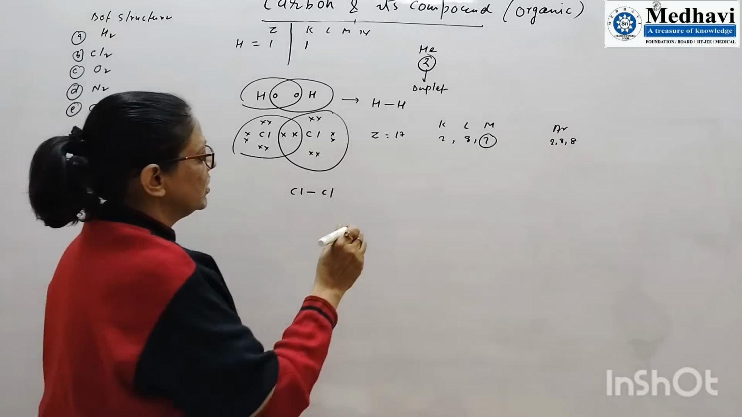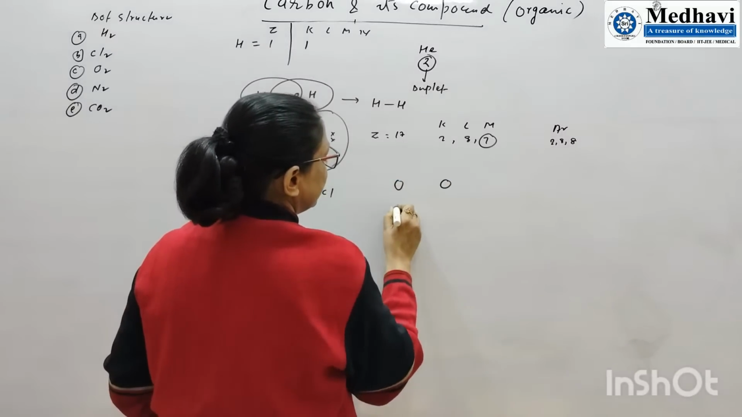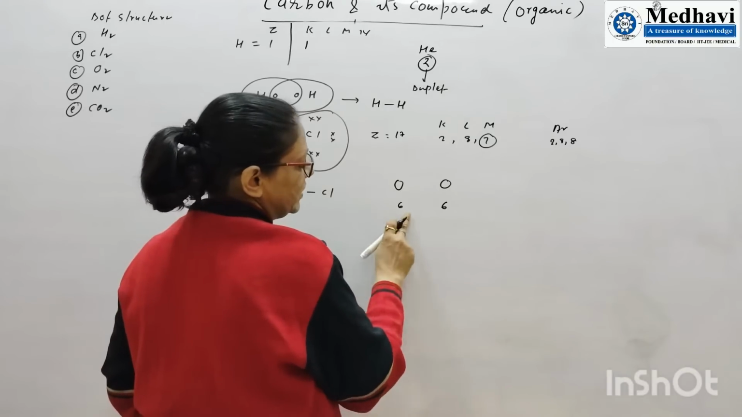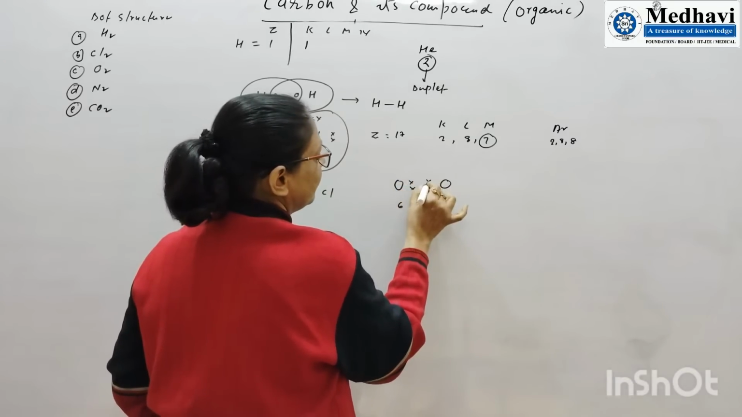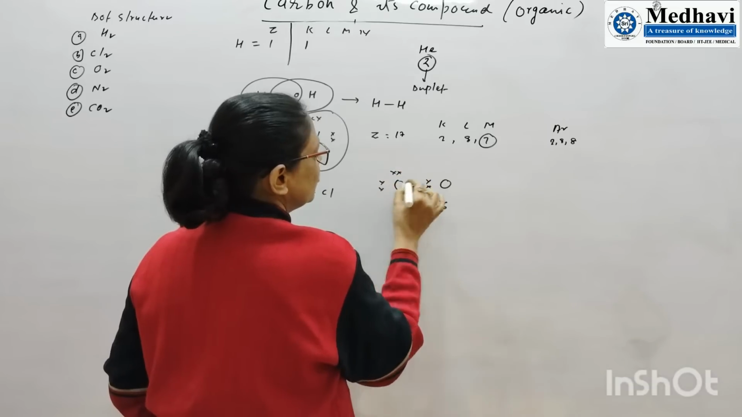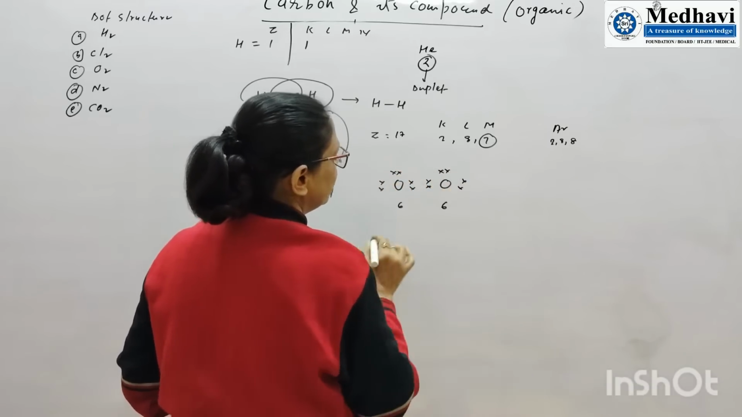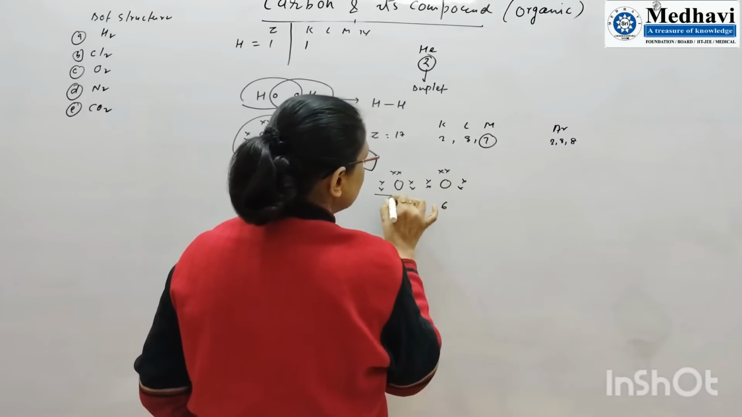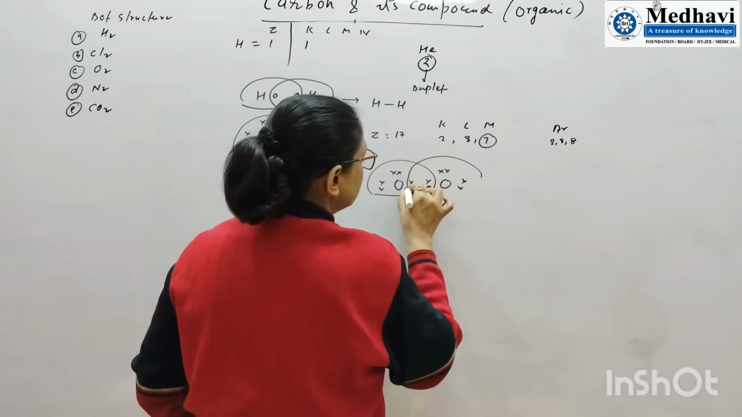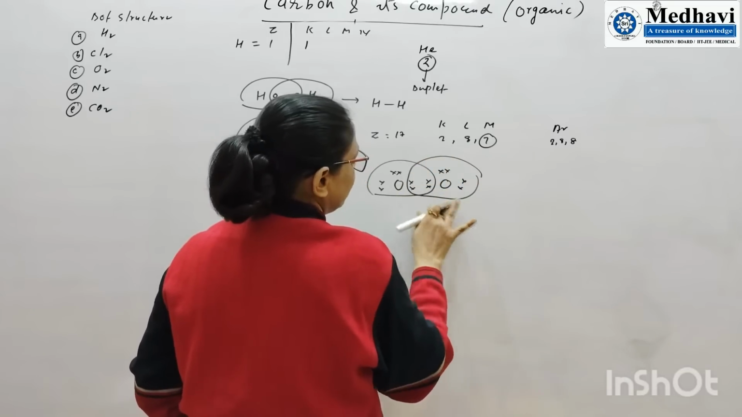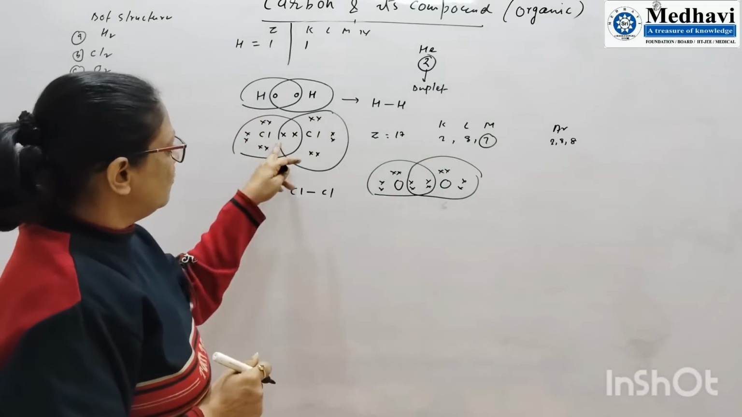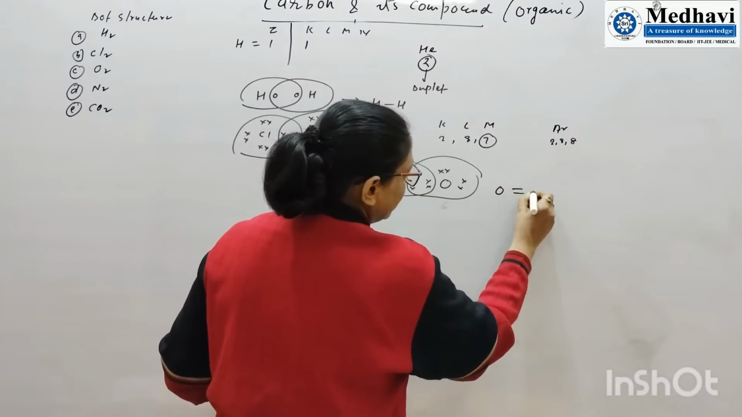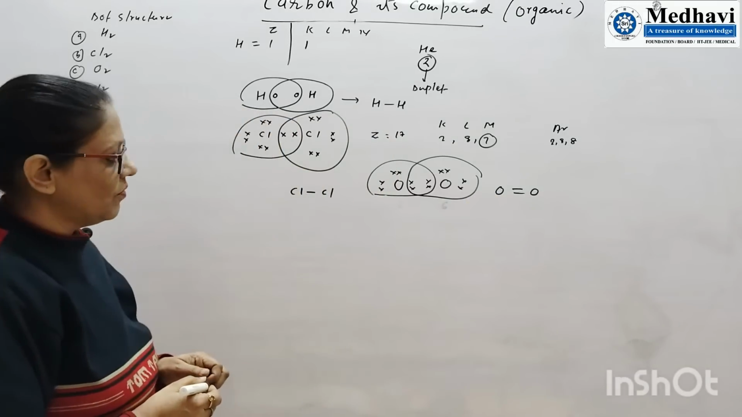In the same way we can draw the structure of oxygen. Oxygen has 6 valence electrons, so it needs 2 electrons to become stable. So 2 electrons are going to be shared between 2 oxygen atoms. When there is sharing of 2 electrons, it is a single bond, and when there is sharing of 4 electrons, there will be a double bond. This way you can draw it.